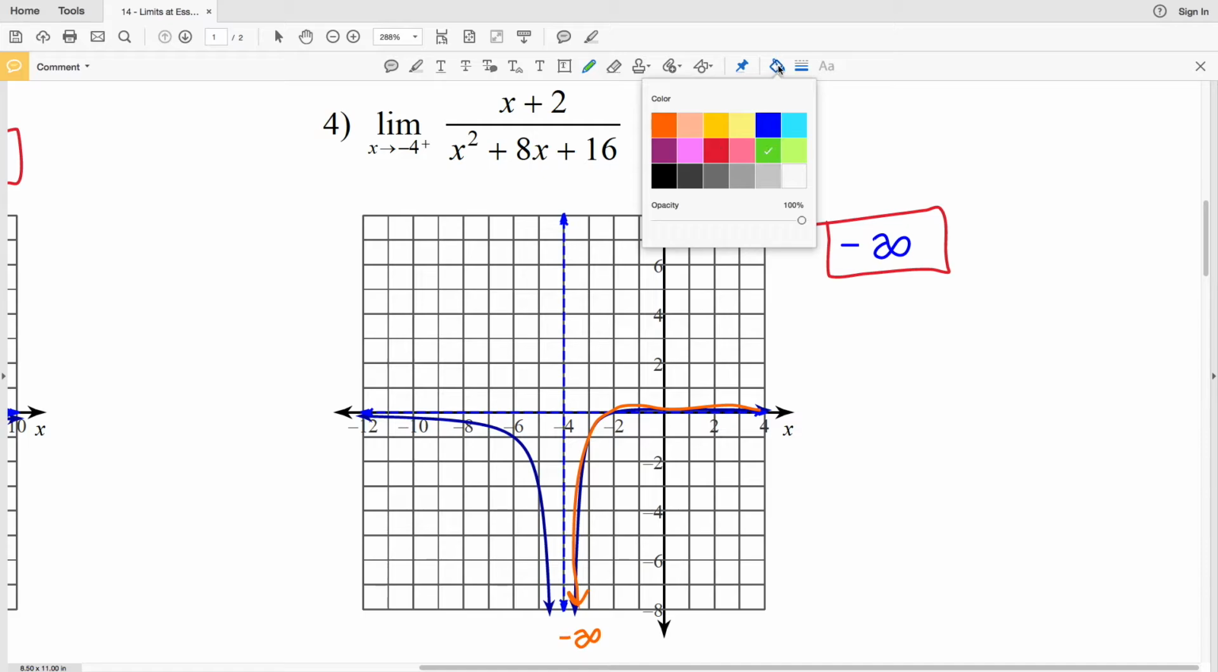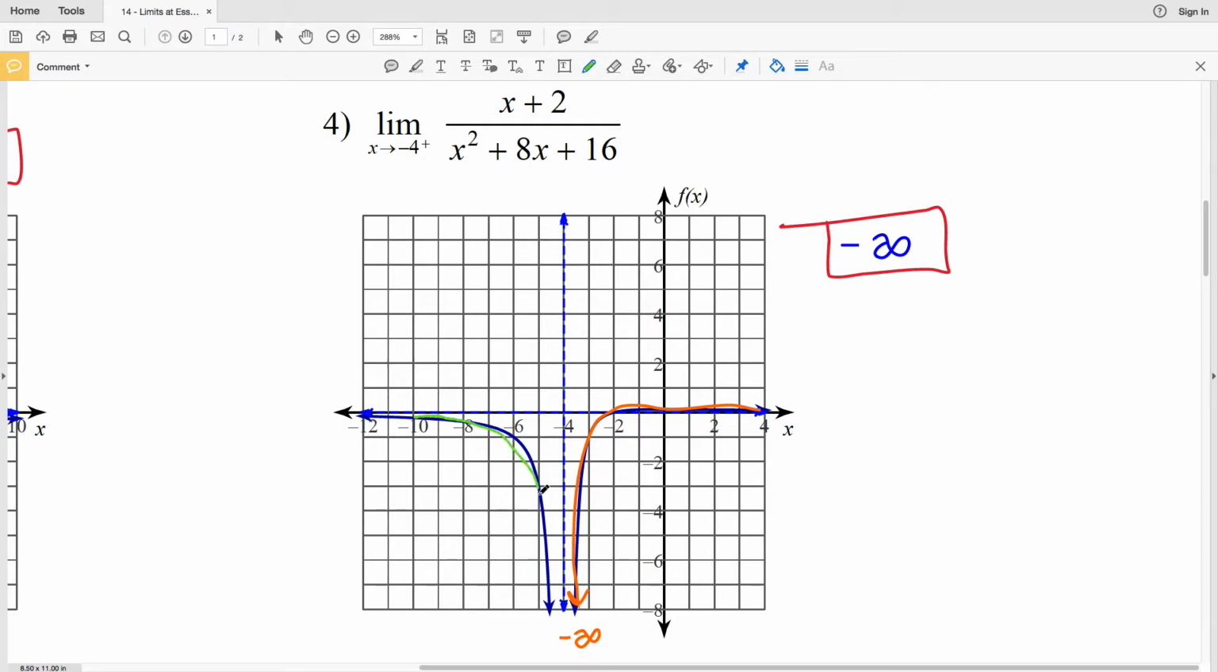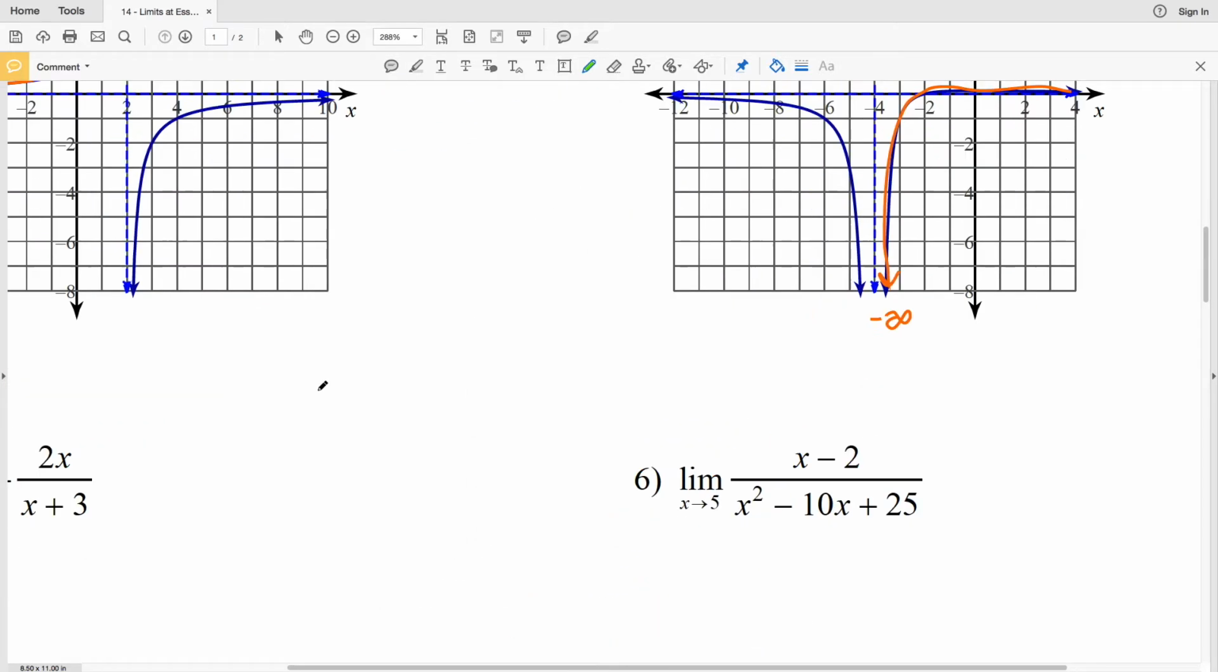You can also see that if we approach negative 4 from the left, we're also approaching negative infinity for f of x. Therefore, because the limit as x approaches negative 4 from both the left and right is negative infinity, even if this stated the limit as x approached negative 4, we would still have an answer of negative infinity. Now let's move on to number 5.